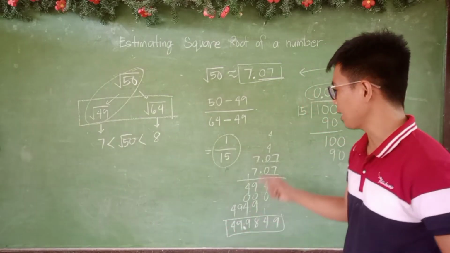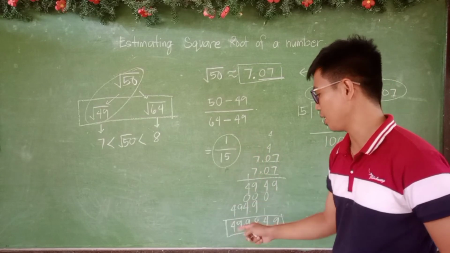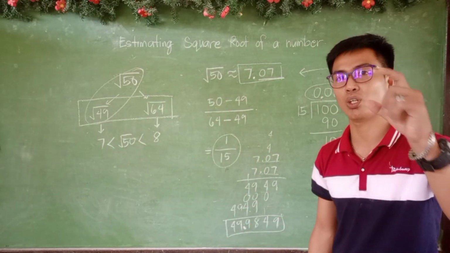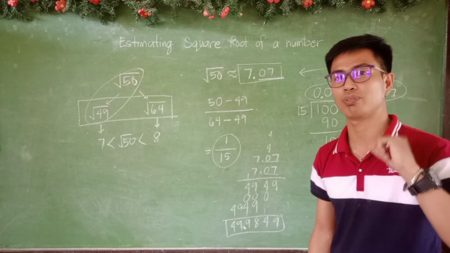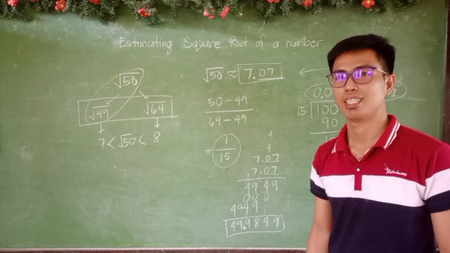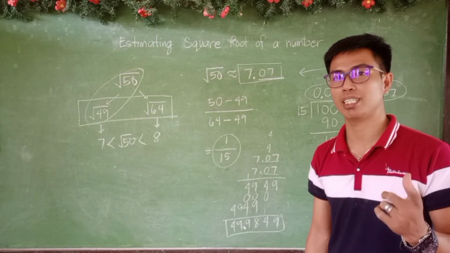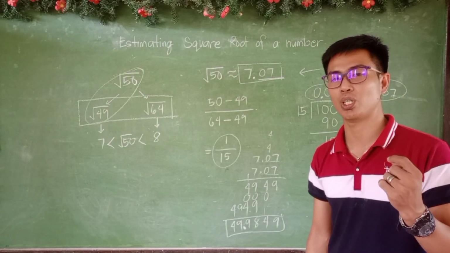So pag minultiply natin yung 7.07 sa kanyang sarili, ang magiging sagot is 49.98, which is very close dun sa square root of 50. And that is how you determine or estimate the given square root of a number.